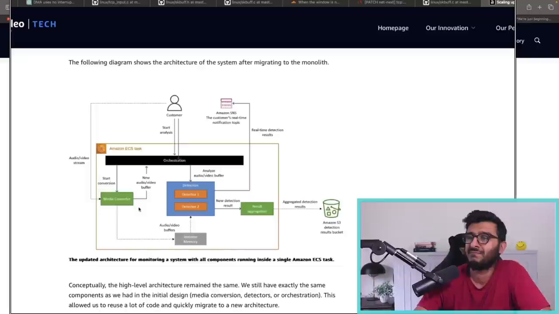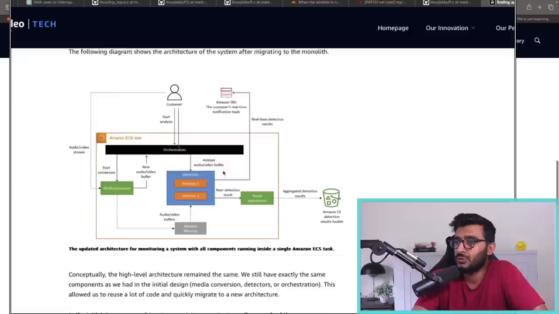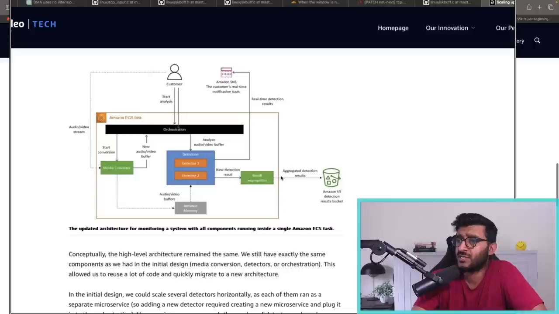So yeah, we have detector one, detector two, right? And then detection goes off, and then we write the detection results, and then notify people, and then we're still writing the aggregation final output to an S3 bucket. Cool.